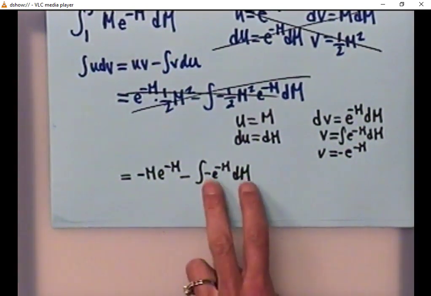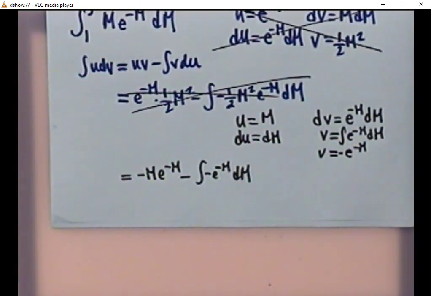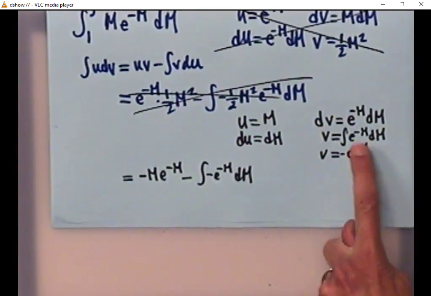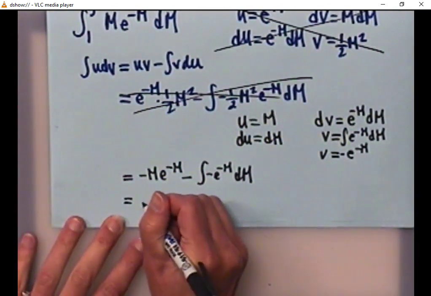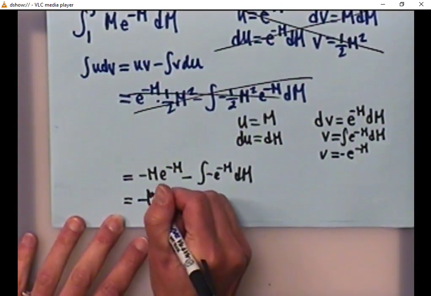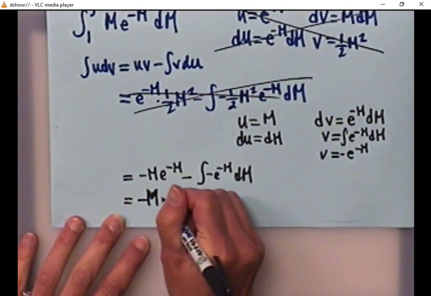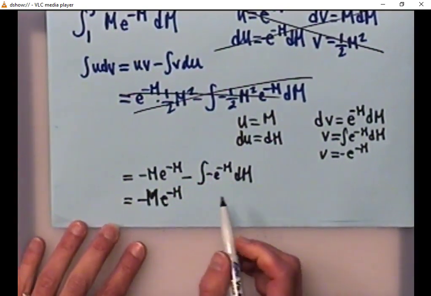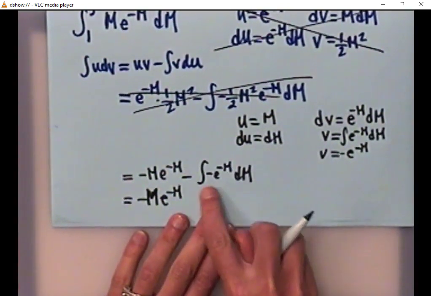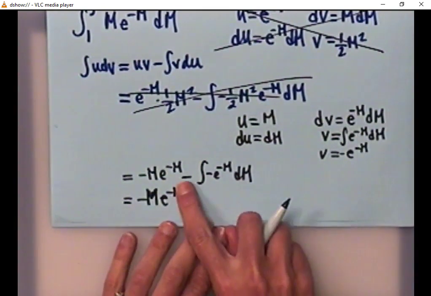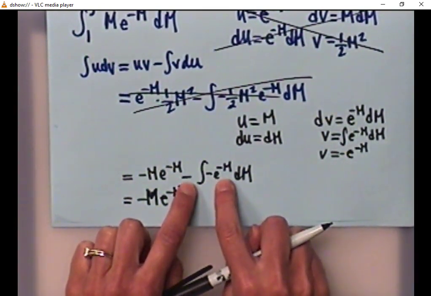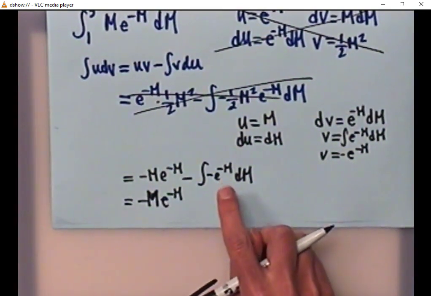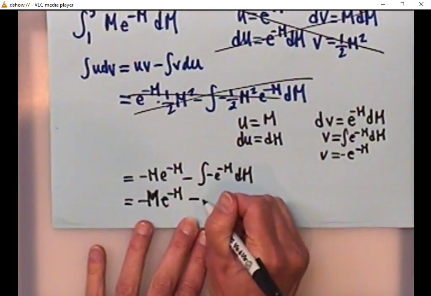Okay, now is this something I could integrate? Yes, and in fact I integrated it back here, right? So I know how to do that, so I'm on the right track. So let's finish that off. So -m e to the -m. I'm trying to figure out what the final sign is going to be here. These two negatives make a plus, but when I integrate this, I'm going to have to put on another negative, right? So it really will end up being negative.